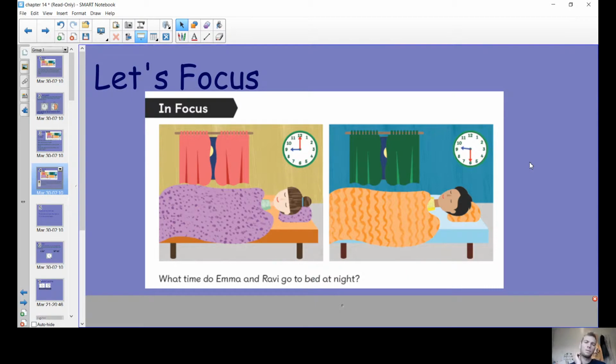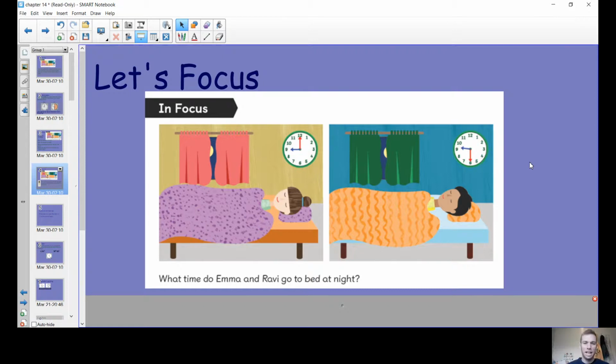We can see that those hands, because that's what we call them, hands, on the clock are pointing in different places. So they're going to bed at different times. Okay, I want you to pause the video and see if you can tell someone around you what time Emma and Ravi go to bed and why you know that. So we could use words like hands. This hand is pointing at here, or this hand is pointing at there. Okay, press play on the video again when you're ready.